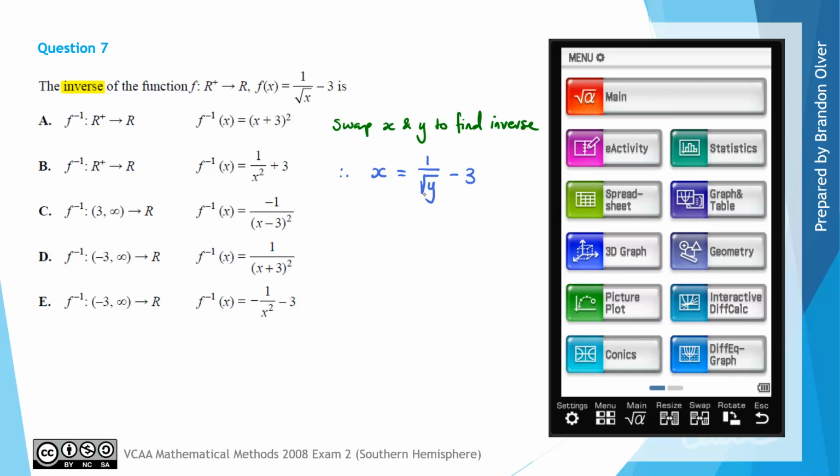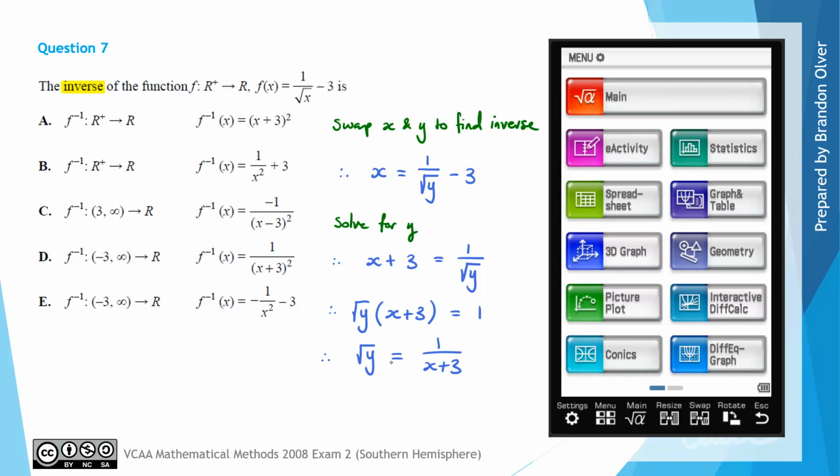In a moment, we'll solve that on a calculator, but for now I'm going to step through this by hand. Our next step is to solve for y. We start by adding 3 to both sides, so x plus 3 is equal to 1 on the square root of y. Then we multiply by the square root of y, so the square root of y times x plus 3 is equal to 1. Then we divide by x plus 3, so the square root of y equals 1 on x plus 3.